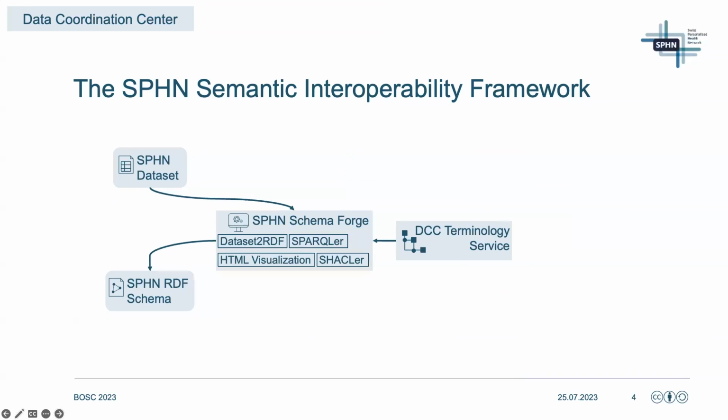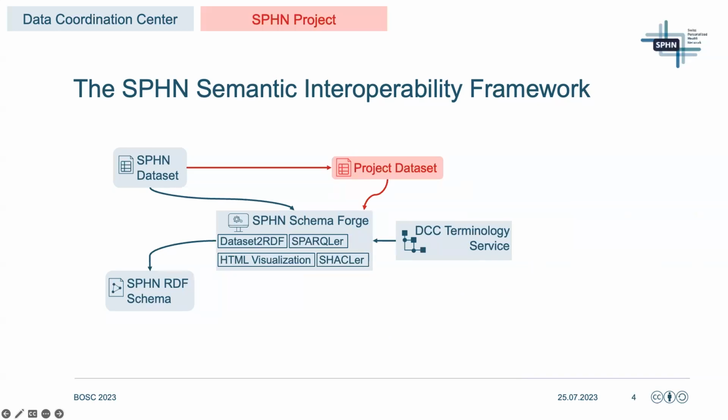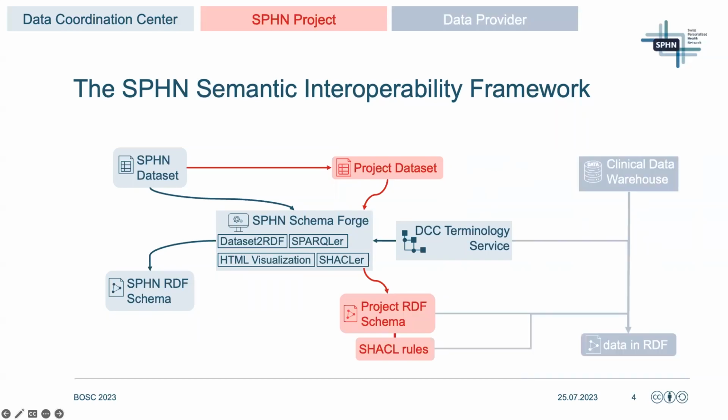In SPHN, research projects have the flexibility to extend the semantics defined in the SPHN dataset for encoding elements that are not yet covered, but which are needed for project research purposes. Once this extension is done, they can use the Schema Forge to build, among other things, the project-specific RDF schema and its corresponding SHACL rules. These files are then given to data providers, here, for instance, clinical data warehouses, who will build the data in RDF according to the schema and then deliver them to the projects.